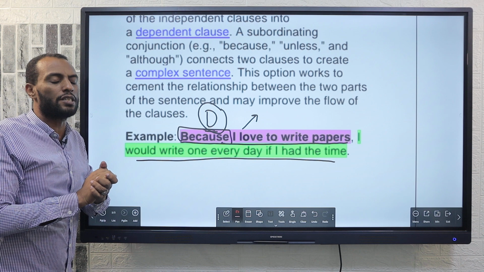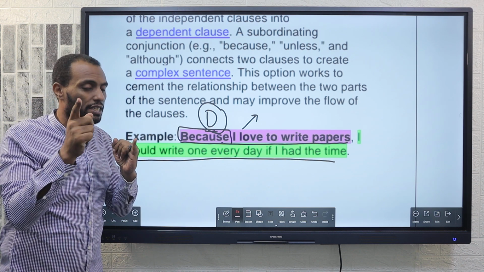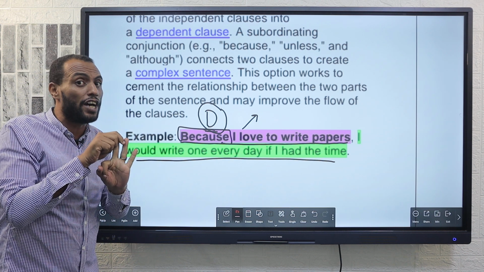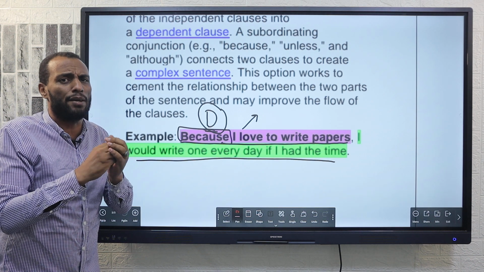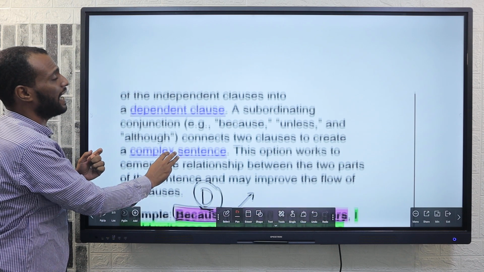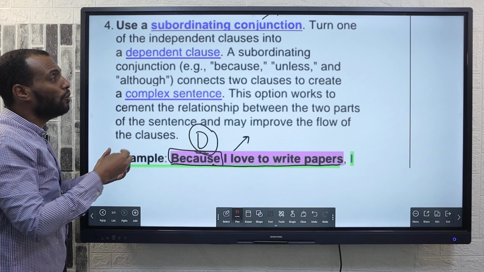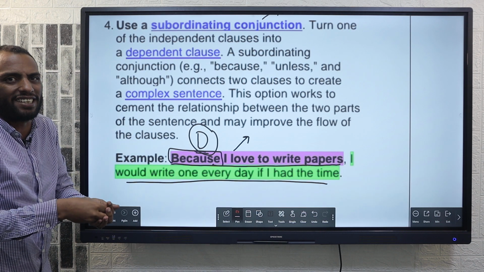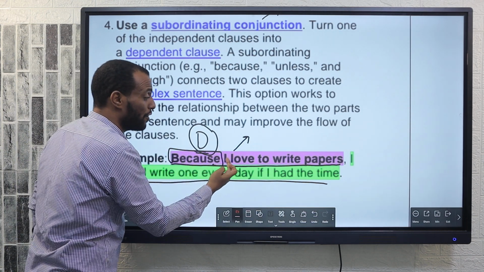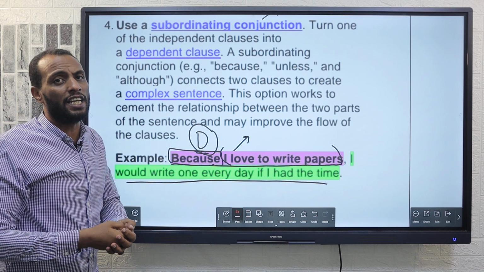So for solutions to fix your run-on sentence, number one, use a period. The second one, use a semicolon. The third one, use one of the FANBOYS conjunctions. And for this one, I'm going to use conjunctions, but take care, this type of conjunctions is going to have a kind of impact. How? Like "because", that managed to change this clause from being an independent one to a dependent one.